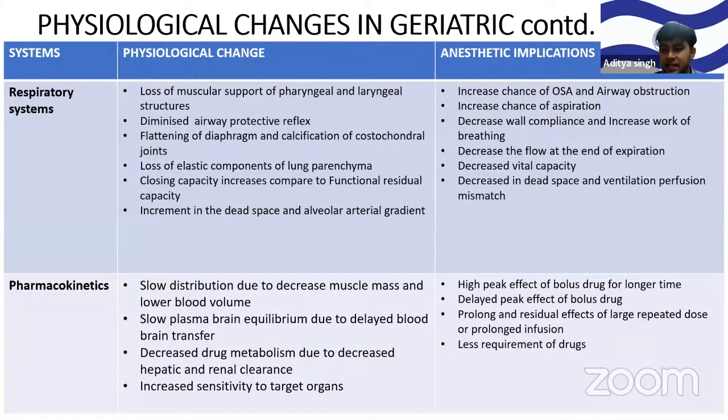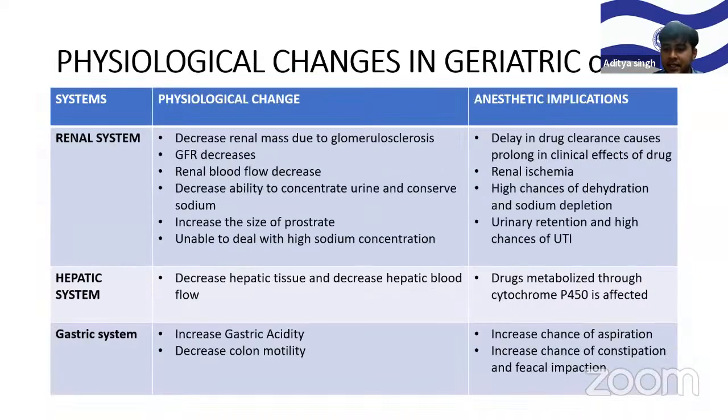Also, as the age increases, there is an increase in the closing capacity and a decrease in the functional residual capacity in these patients, which makes them prone to ventilation perfusion mismatch. When we come to the renal system, there is a decrease in the GFR in geriatric patients, which causes delayed clearance of the drugs, which prolongs their clinical effects. In the hepatic system, there is decreased phase one metabolism of all the drugs. Whereas in the gastric system, there is an increase in acid reflux or a decrease in colon motility, which makes them prone to fecal impaction.